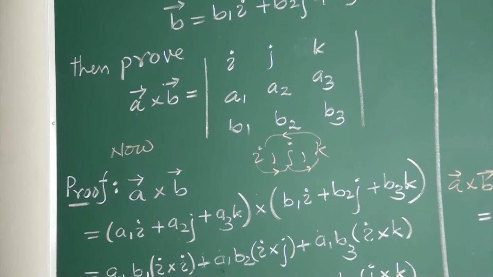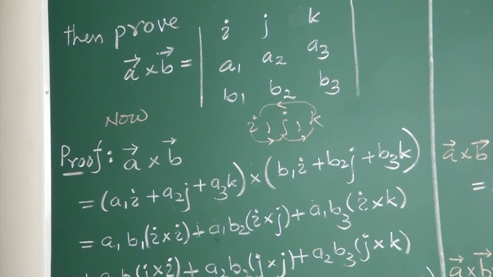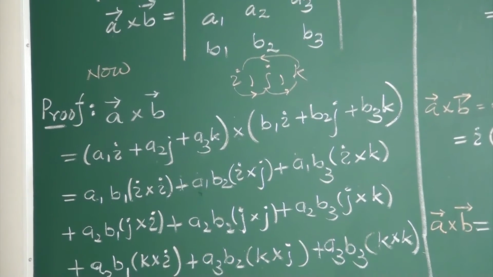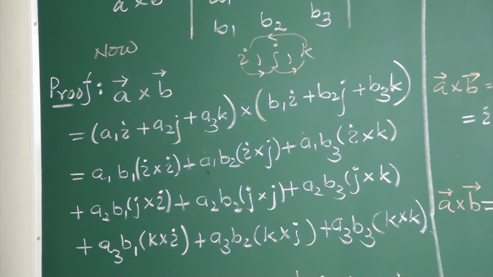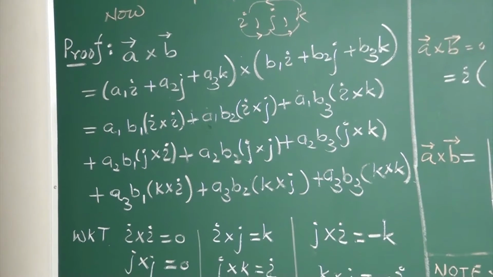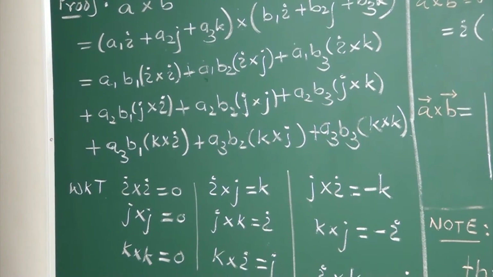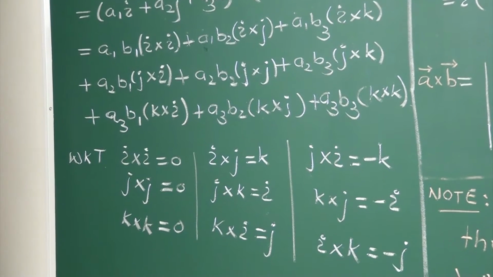For the board exam, this theorem does not appear, but the result is very important. There is a result given. They may ask the 3-mark question: prove A cross B equal to this.